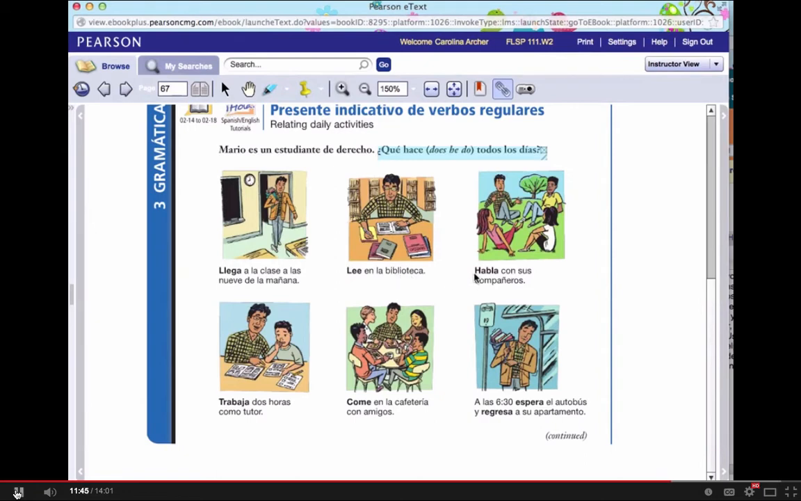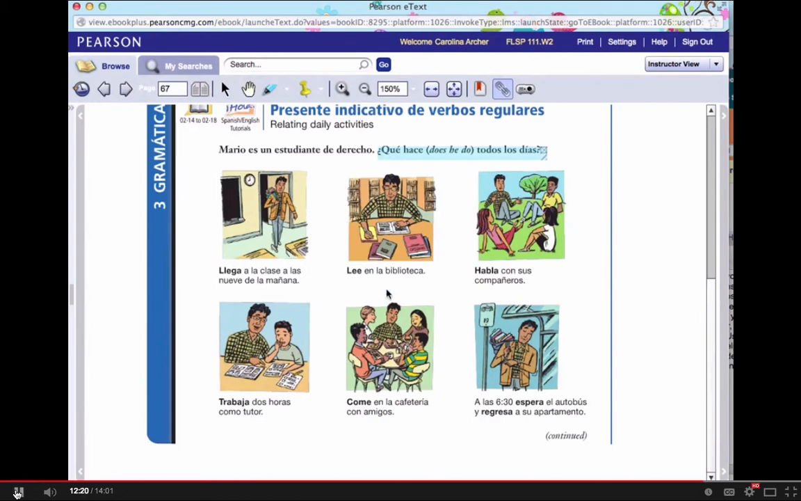Mario, o él, habla con sus compañeros. Él trabaja 2 horas como tutor. Él come en la cafetería con amigos. A las 6:30 espera el autobús y regresa a su apartamento. Okay? So see all the verbs. This is an -ar verb, and that's an -ar verb, and so on. Okay, so they're all conjugated the same way. Llega, habla, espera, regresa y trabaja.